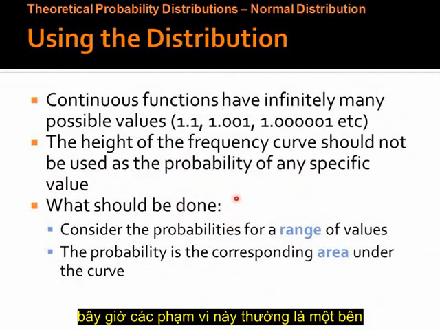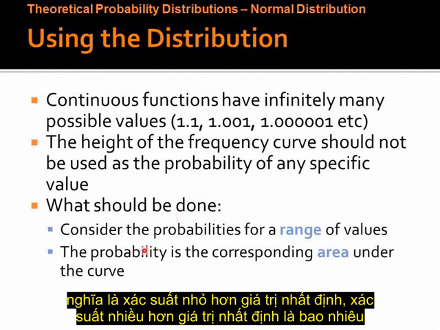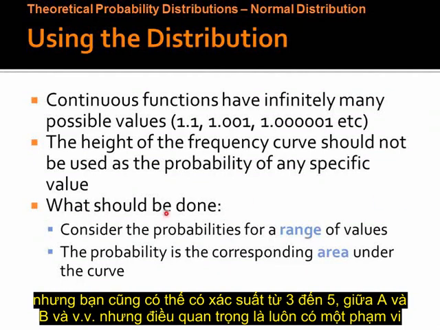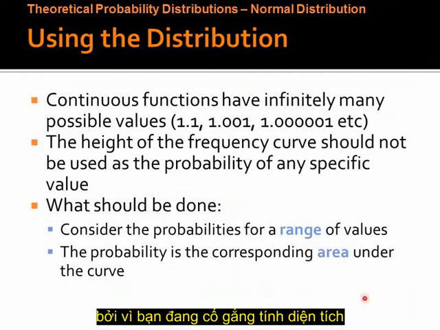Now these ranges are usually one-way, meaning what is the probability of less than a certain value, or what's the probability of more than a certain value. But you could also have a probability of between 3 and 5, between A and B, and so on. But the key thing is there is always a range, because you're trying to calculate the area.